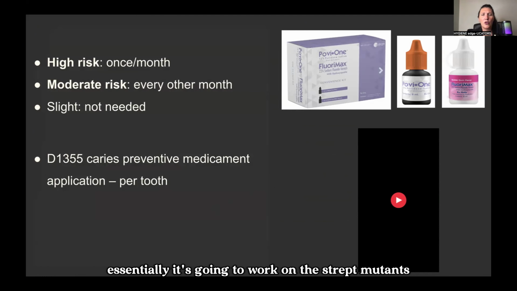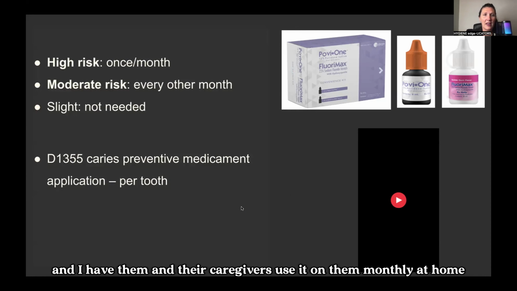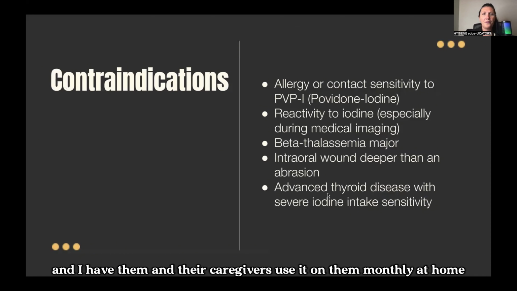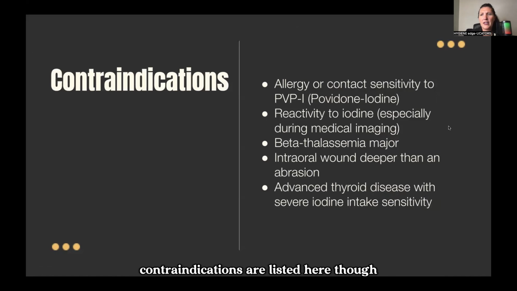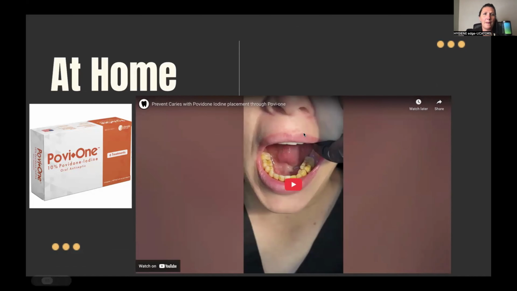Essentially, it's going to work on the strep mutans, the process that they use to build biofilms. And if they can't build biofilms, then they don't release the acid and cause the caries. So that's why it's being used more and more in dentistry. And I use it on all of my patients, and I have them and their caregivers use it on them monthly at home. Contraindications are listed here, though. So if there's wounds or thyroid conditions, you want to make sure you're paying attention to those.